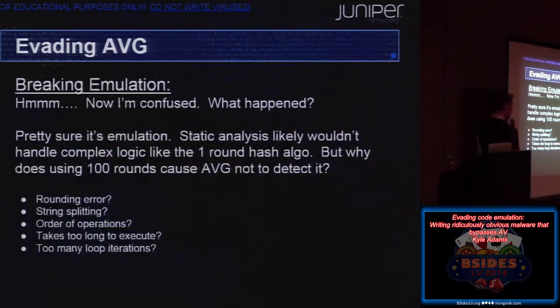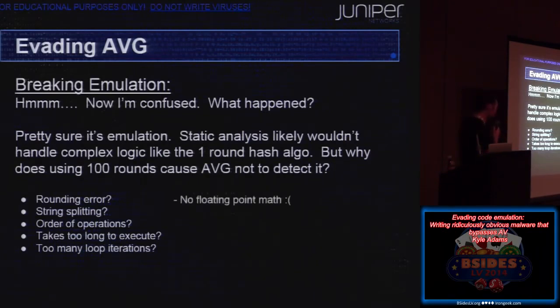So again, I don't really know what's going on. Why did they not get through 100 hashing algorithms but got through one just fine? It's really strange. So the ideas that I came out with here: maybe it's a rounding error, maybe they're doing some string splitting, or they don't have string splitting. Maybe it's order of operations, since I didn't put parentheses around any of the math that I used. Maybe it takes too long to execute, or maybe there's too many loop iterations.